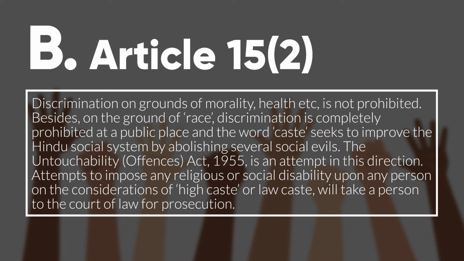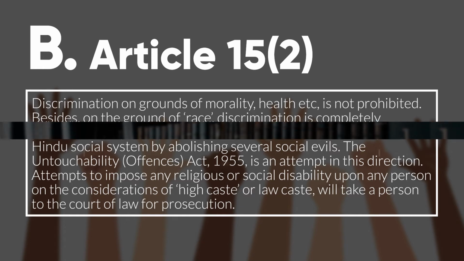Discrimination on grounds of morality, health, etc. is not prohibited. Besides, on the ground of race, discrimination is completely prohibited at a public place, and the word caste seeks to improve the Hindu social system by abolishing several social evils. The Untouchability Offences Act 1955 is an attempt in this direction. Attempts to impose any religious or social disability upon any person on the considerations of high caste or low caste will take a person to the court of law for prosecution.